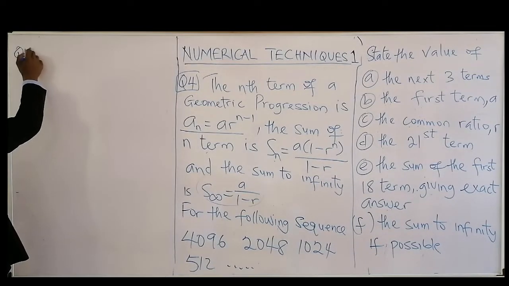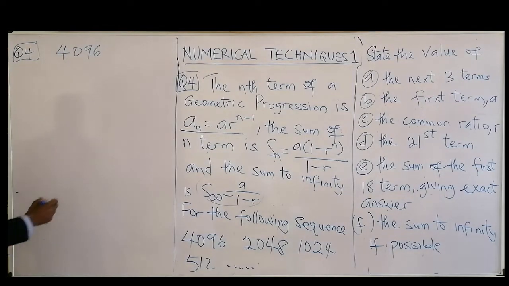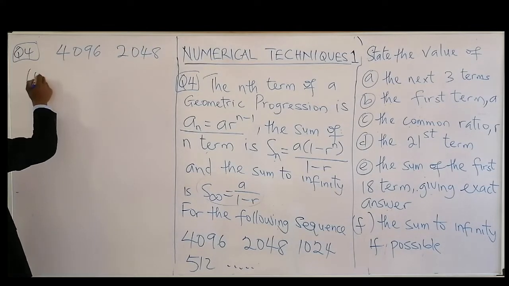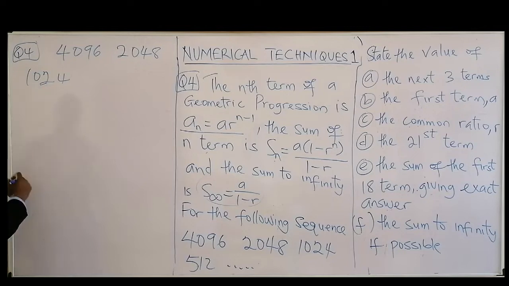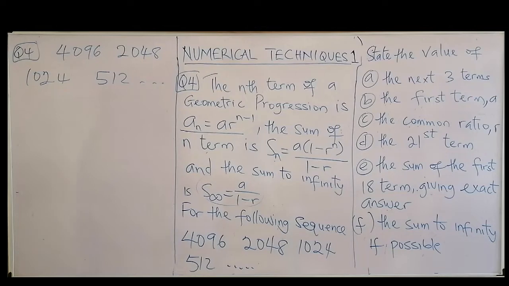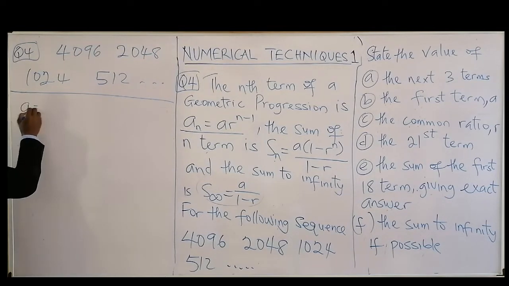We have the sequence: 4096, 2048, 1024, 512, and so on and so forth. It goes on like that. Okay, we are told to find the next three terms. Since the question has already stated that this is a geometric progression, then what we need to note is that the first term is a.